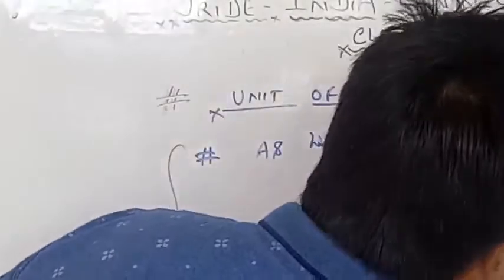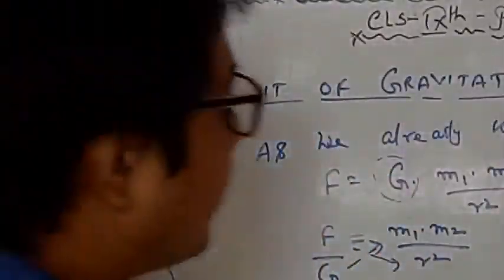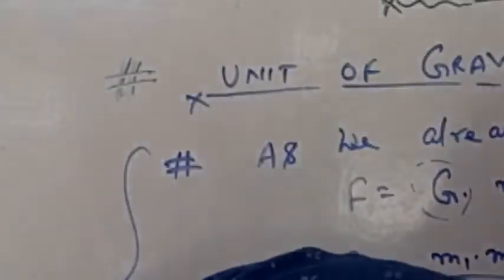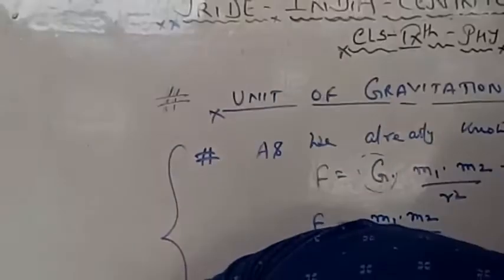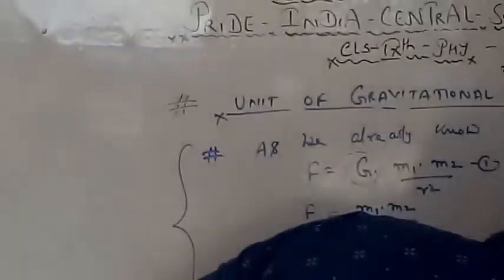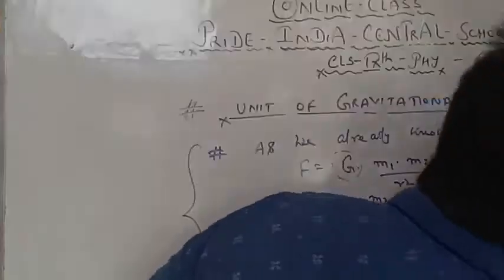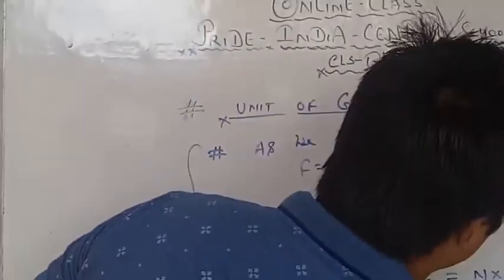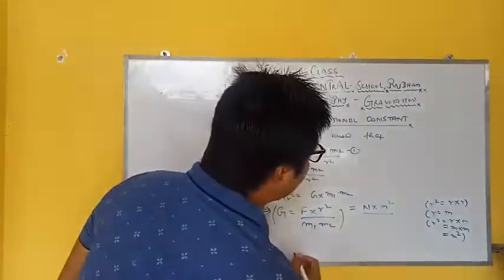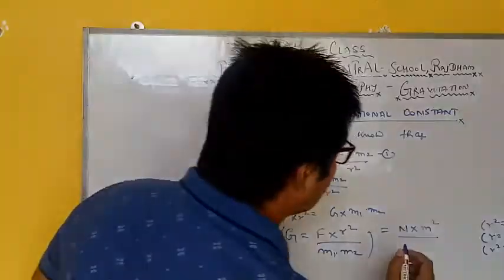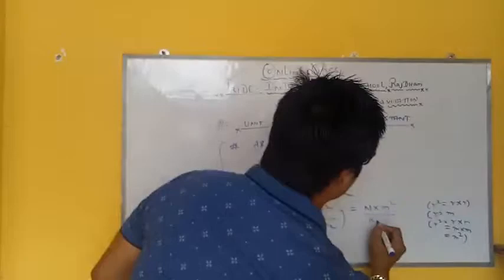Now, what is the SI unit of force? Newton. What is the SI unit of distance? That is meter. This r square is nothing but r into r, so meter into meter becomes meter square, divided by m1 into m2. Mass in how much? Mass in kgs.